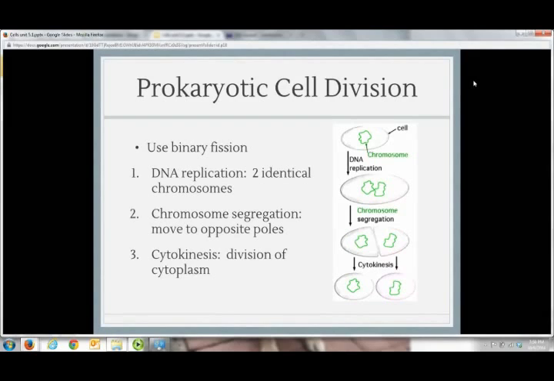In prokaryotic cells, these are going to use binary fission. First step is DNA replication, where two identical copies of the chromosome will be made. The chromosomes will segregate and move to opposite poles of the cell. After the chromosome has separated, you'll have cytokinesis, where the cytoplasm will divide, and you end up with two different cells. Both of these cells are genetically identical copies of the parent cell.